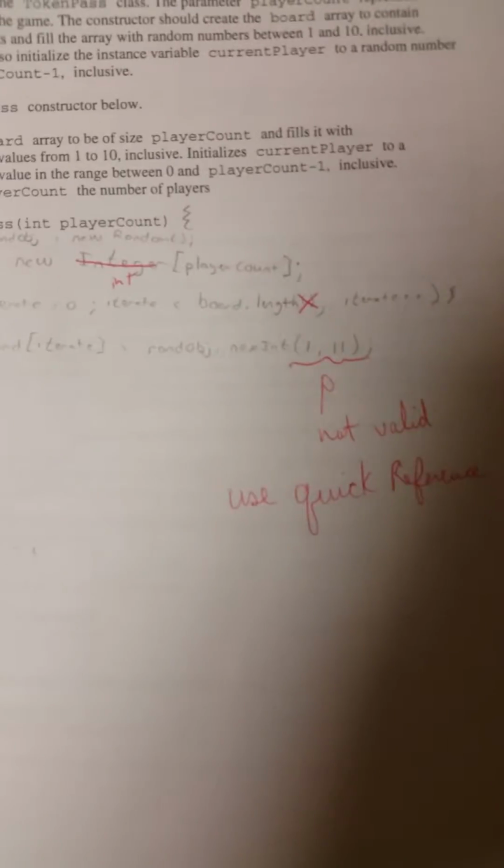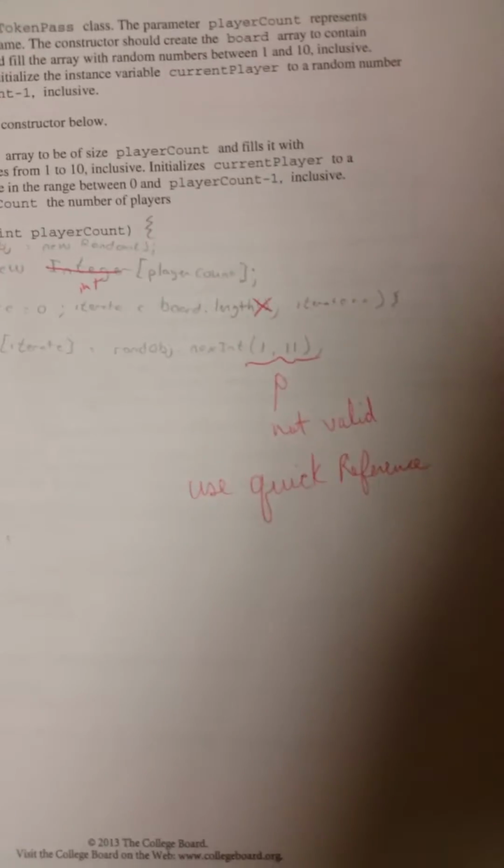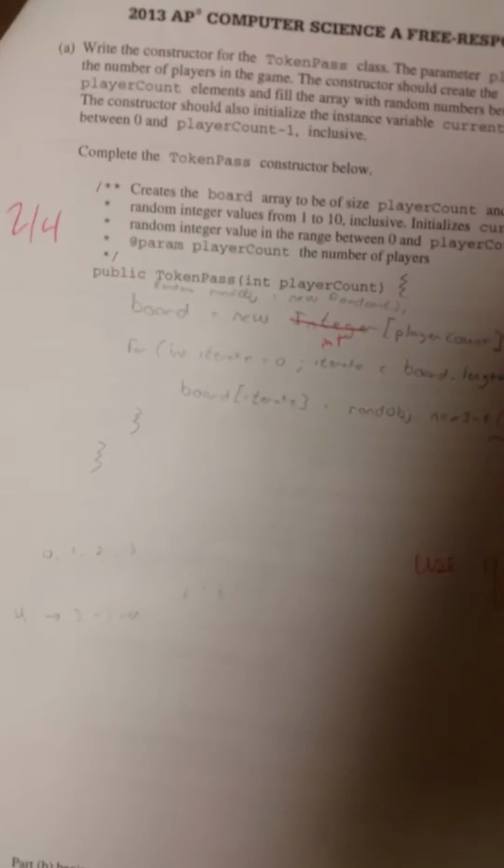I also tried to use random to get a random value. However, we never imported random, and I used the wrong method and parameters anyway, so I got that completely wrong. To fix all these problems, first I initialized board to new int of length player count. I don't really know what's going to be in board, so I just tell Java, hey, it's going to be of this length, so just fill it with zeros. And that's exactly what it does. It just fills the entire board with zeros.